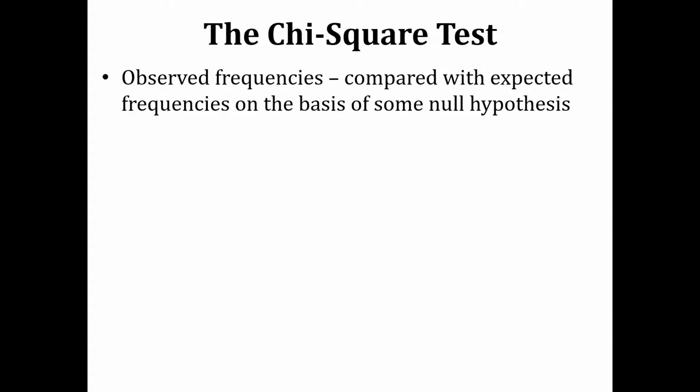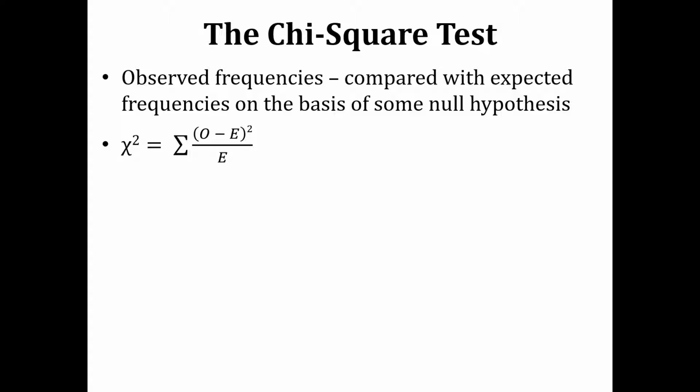The simple test that we can use for the analysis of frequencies is the chi-square test. In the chi-square test, the observed frequencies are compared with expected frequencies on the basis of some null hypothesis. You have your observed frequencies that you have taken after your sampling or after your experiments. These are compared with some expected frequencies on the basis of some model which you built according to your null hypothesis of the experiment.